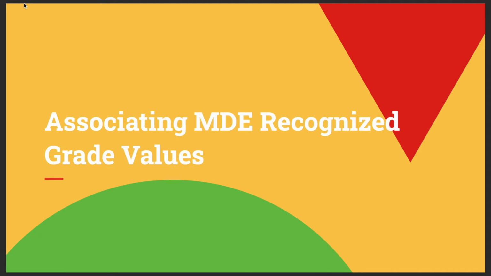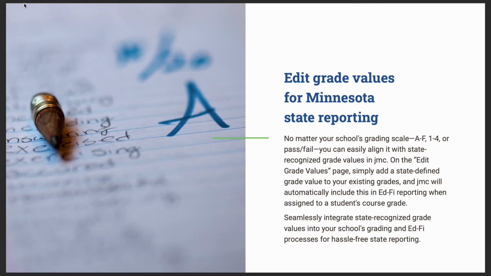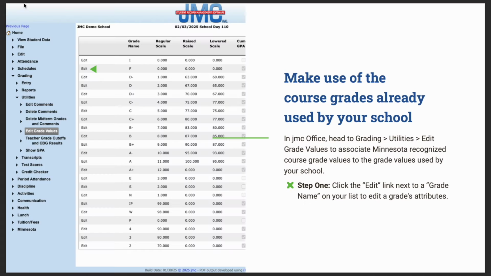Now we'll get on to associating MDE recognized grade values. No matter your school's grading scale, A through F, 1 through 4, or pass-fail, you can easily align it with state-recognized grade values in JMC. On the Edit Grade Values page, simply add a state-defined grade value to your existing grades, and JMC will automatically include this in EdFi reporting when assigned to a student's course grade. Seamlessly integrate state-recognized grade values into your school's grading and EdFi processes for hassle-free state reporting.